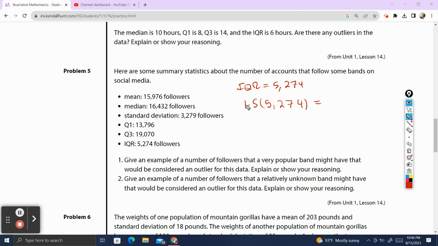Now in this case, I'm going to choose to see if we can come up with a value that is a higher outlier. So when I calculate this, I get 7,911. So I know any value that is higher than 1.5 times our IQR plus our Q3 is going to get me an outlier. So we know 1.5 times our IQR is 7,911 plus our Q3, which is 19,070.